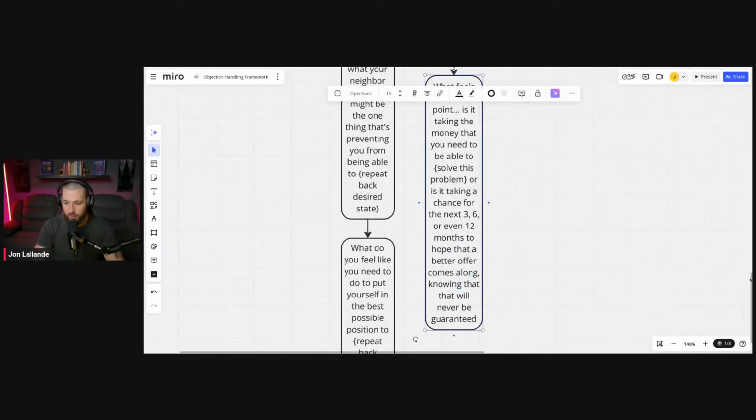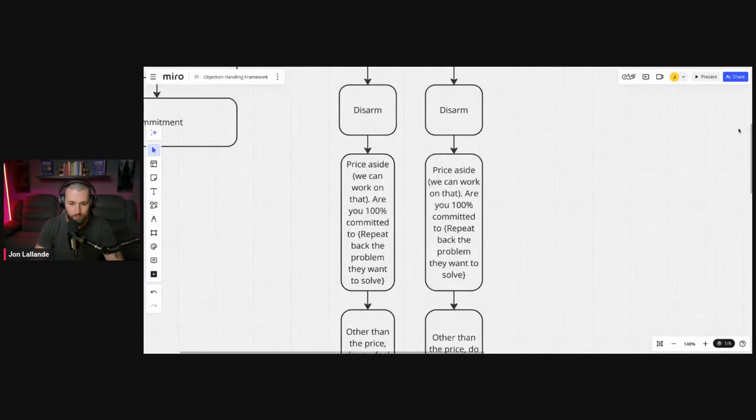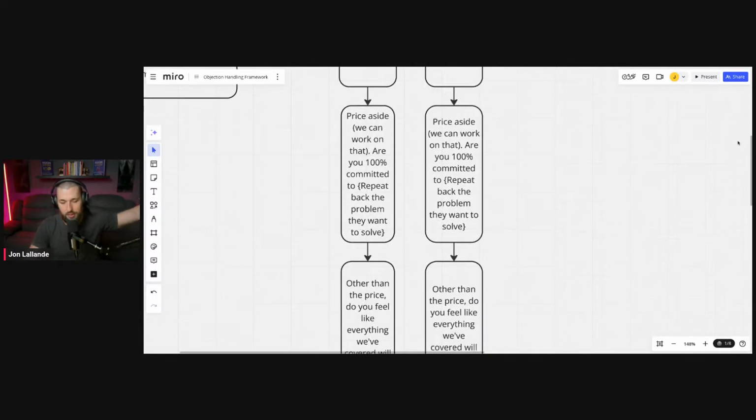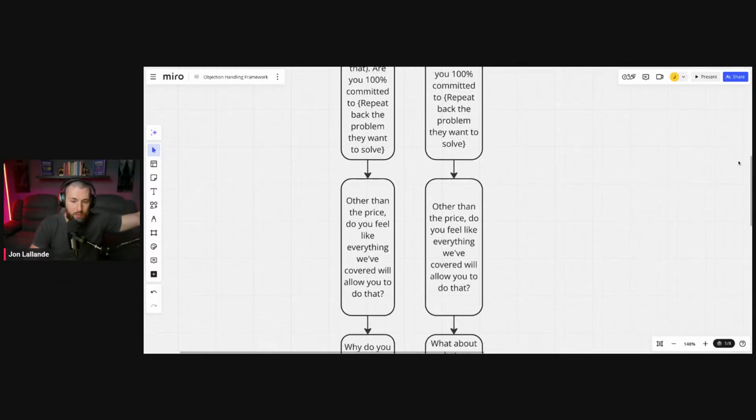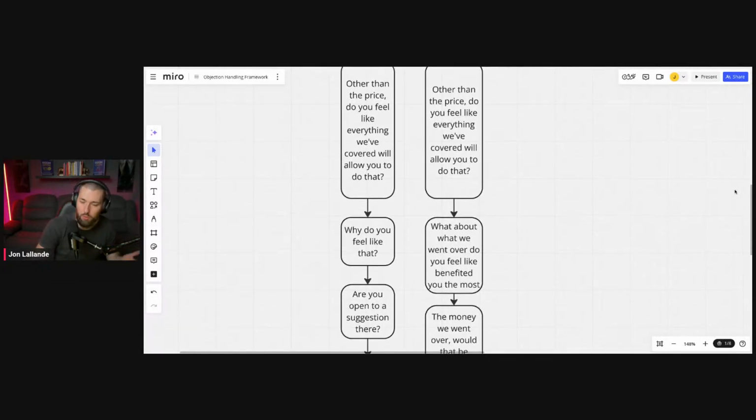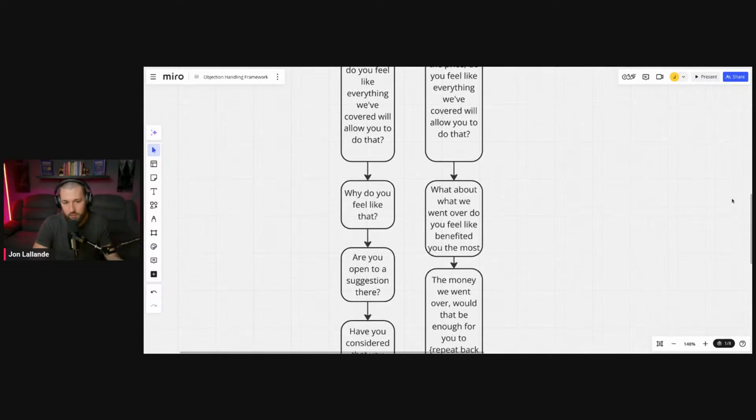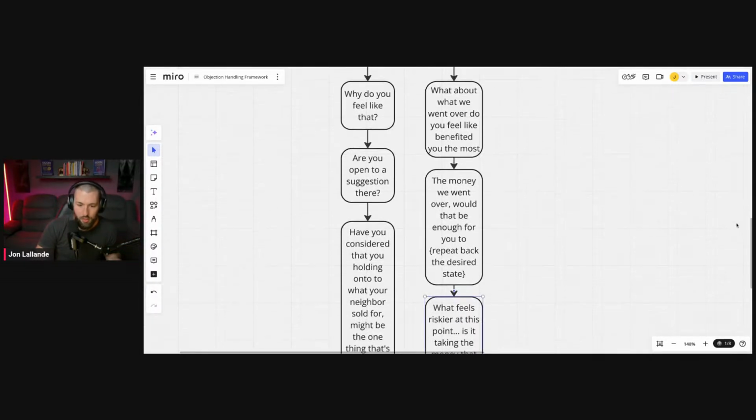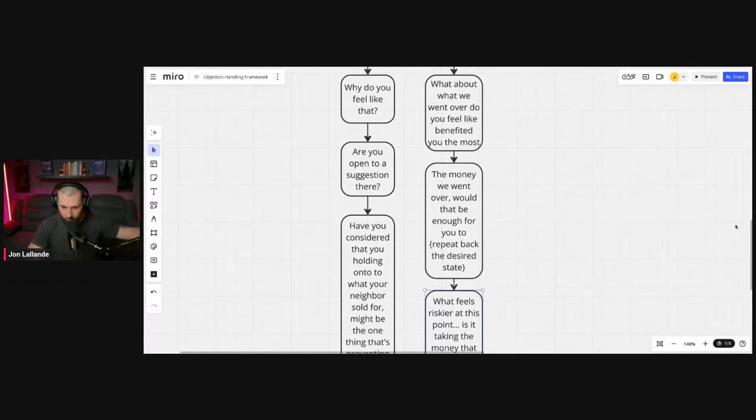So once we go through this framework, we ask them, price aside, are you 100% committed to being able to solve the problem? Yes. Okay. Well, other than the price, do you feel like we've covered everything for you to allow you to do that? Yeah, I definitely do. Well, what about what we went over do you feel like benefited you the most? It's the fact that you can do this in 3 weeks. Okay, that's good to know.